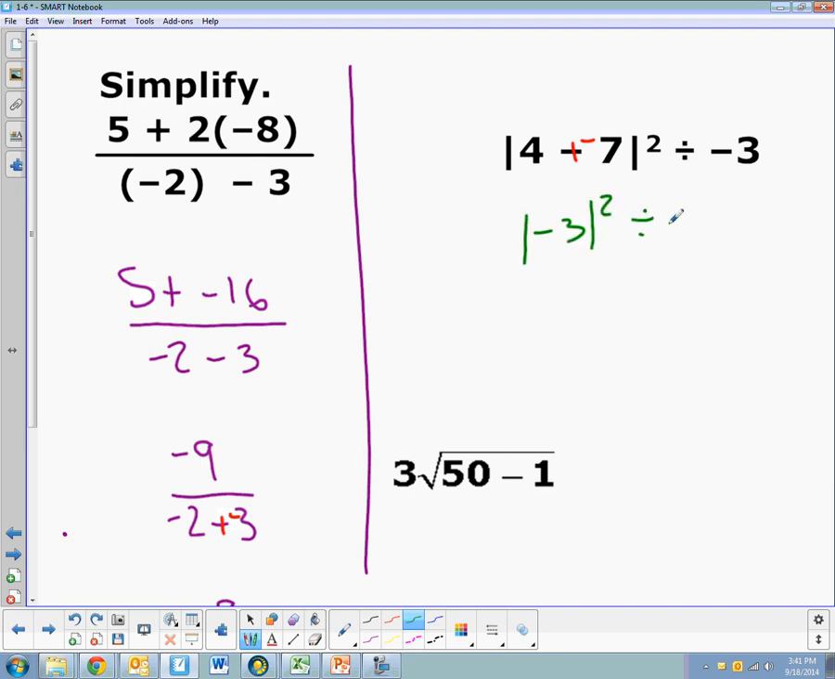Squared is still there. Divided is still there. Negative 3 is still there. If I'm going too slow or too fast for you, pause it, catch up, and we'll keep going.